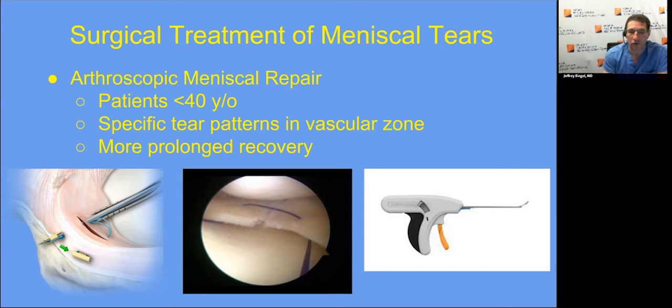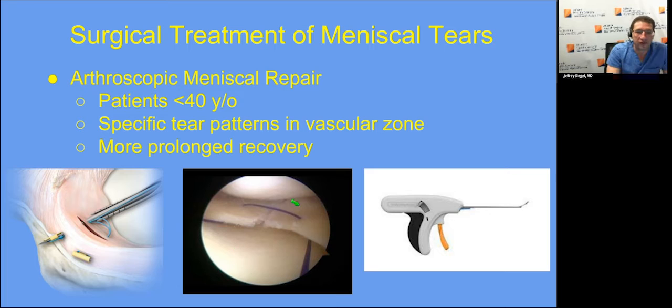What dictates which procedure we do is largely based upon the tear pattern as well as the age of the patient. So looking at the bottom left picture, this is a vertical longitudinal tear in the outer 1/3, and that's that vascular zone we discussed at the beginning of the presentation. So a tear in this region will more likely have blood flow, and in a younger patient has a chance that it can heal. And so we can use devices like you see here. This is an all-inside device where we can pass sutures through the tear and cinch down the sutures and get the two pieces of tissue to be compressed together, and that may go on to heal.